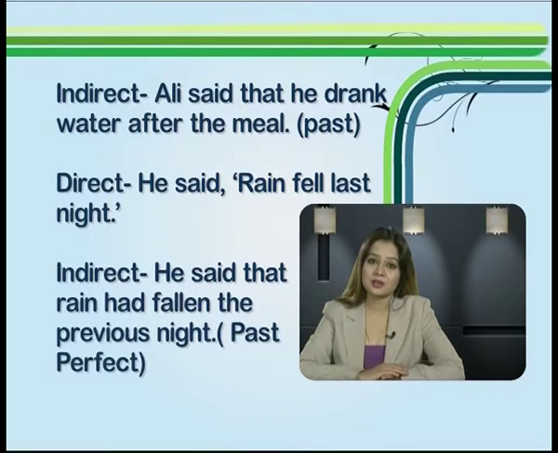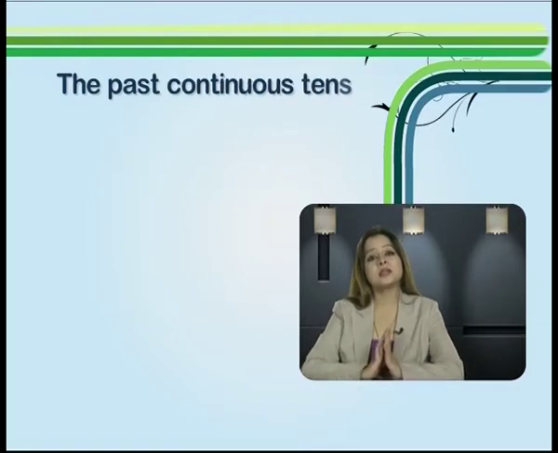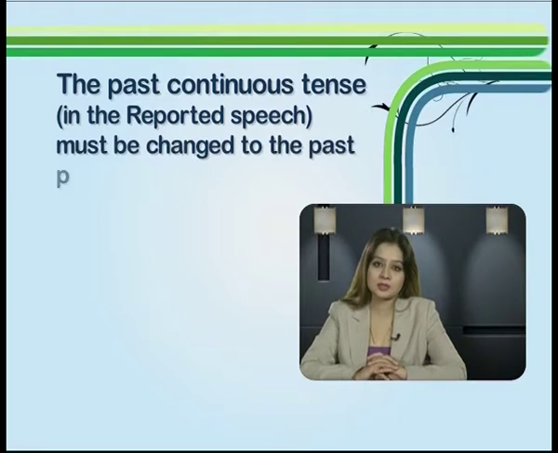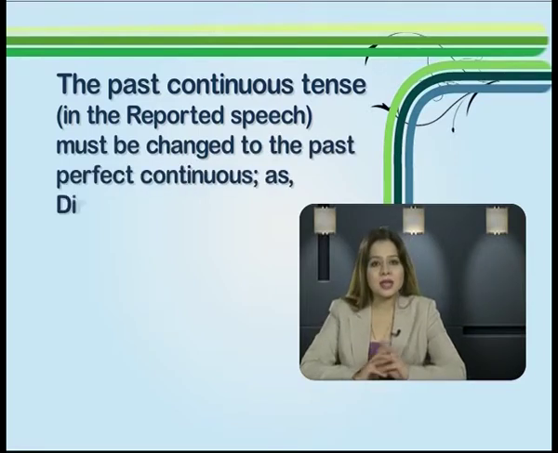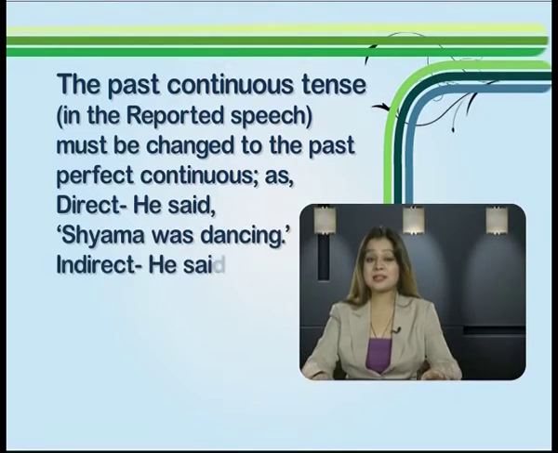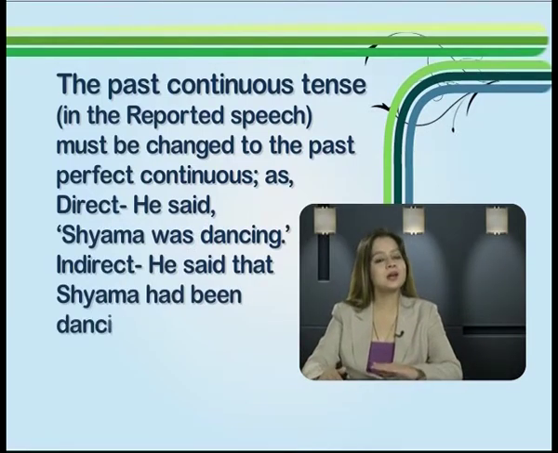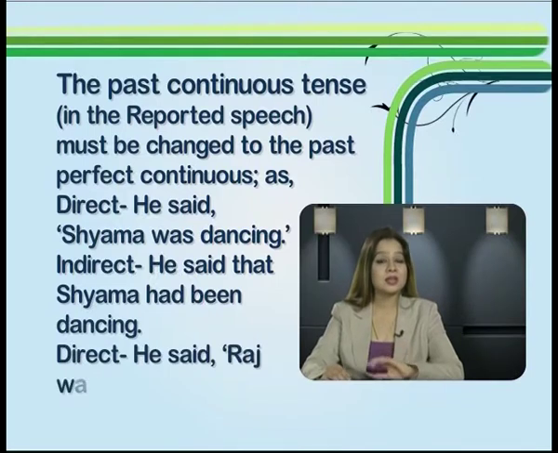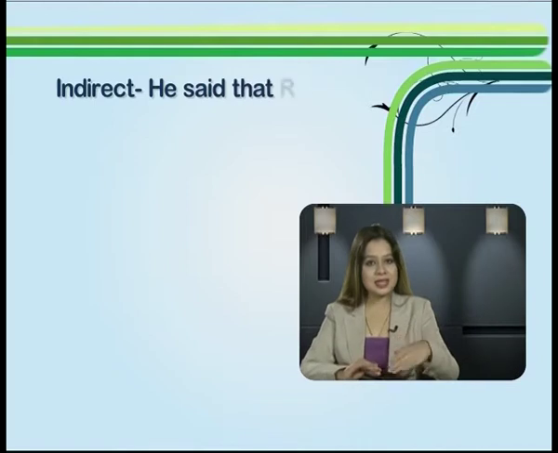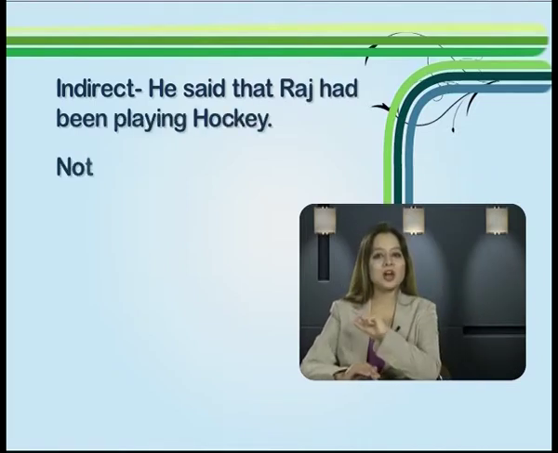The past continuous tense in the reported speech must be changed to the past perfect continuous. As direct: He said Sham was dancing. Indirect: He said that Sham had been dancing. Direct: He said Raj was playing hockey. Indirect: He said that Raj had been playing hockey.